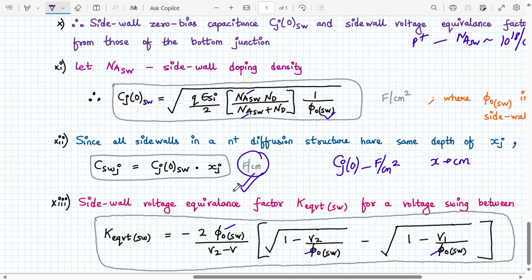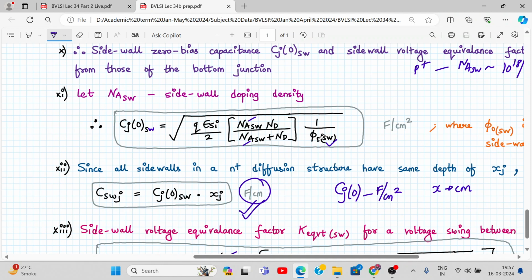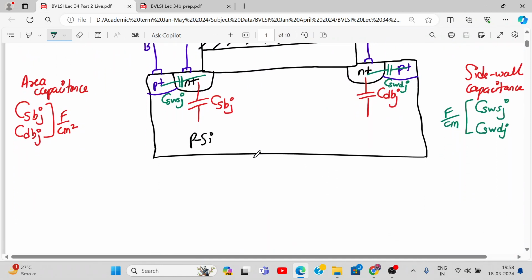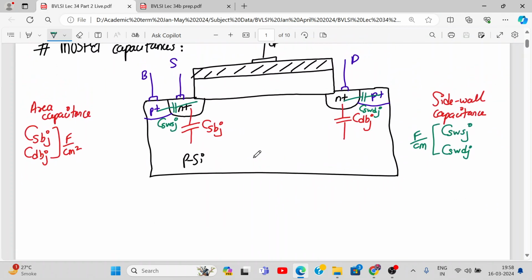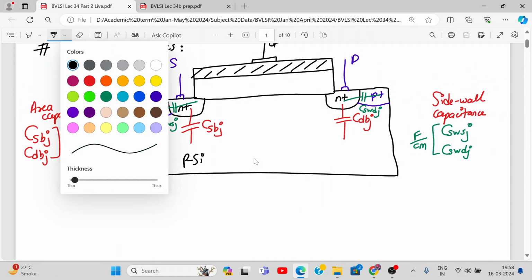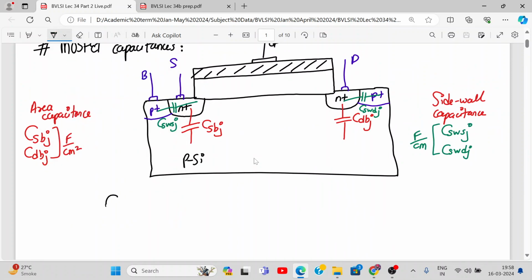Now the main thing is, how do we decide the area capacitance and the periphery or sidewall capacitance? How do we decide? Tell me. So we go back to this PDF. We have written all these four capacitances. Now we are ready to write the formula. So what are the area capacitances? CDBJ, CSBJ. These are area capacitances, right?